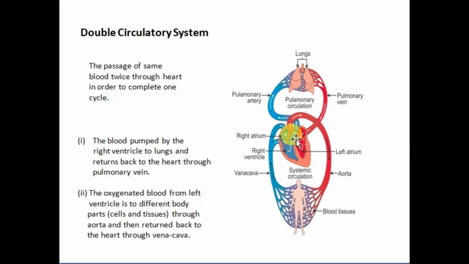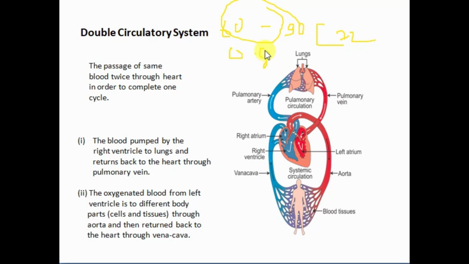And a few more things which you all should know: our heart beats, on an average, 60 to 90 times. The average is 70, and within this range the heart beats. The cardiac cycle is 0.8 seconds.